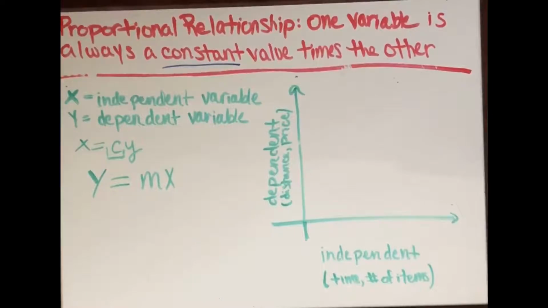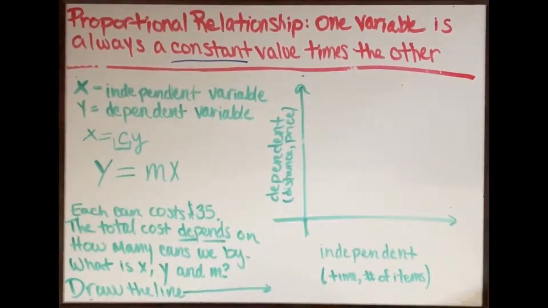All right, so let's take an example. Let's do the cans again. Okay, so I have an example here. We're at the grocery store, and each can costs 35 cents, or $0.35. The total cost depends on how many cans we buy. So when we're at the checkout and we have a certain amount of cans, the total cost depends on how many cans we buy. So what is x, what is y, and what is m? And then can we draw the line on this coordinate plane?